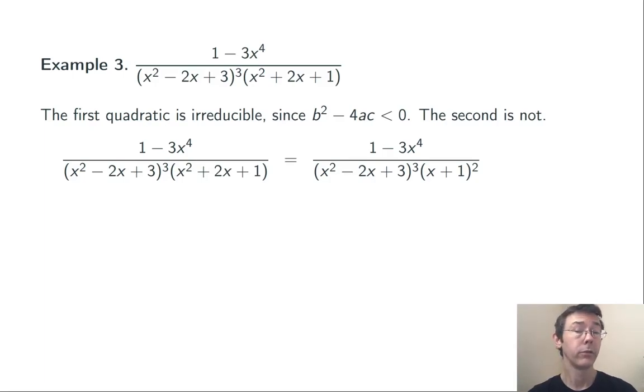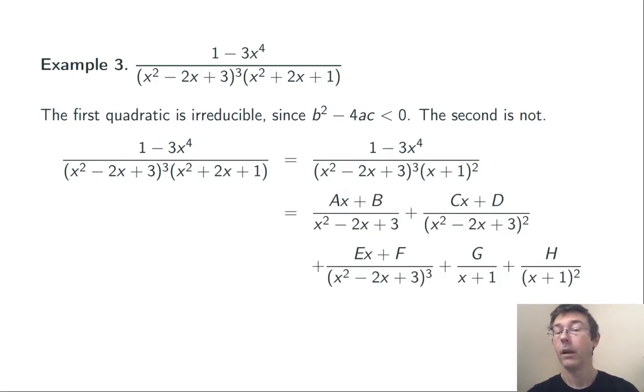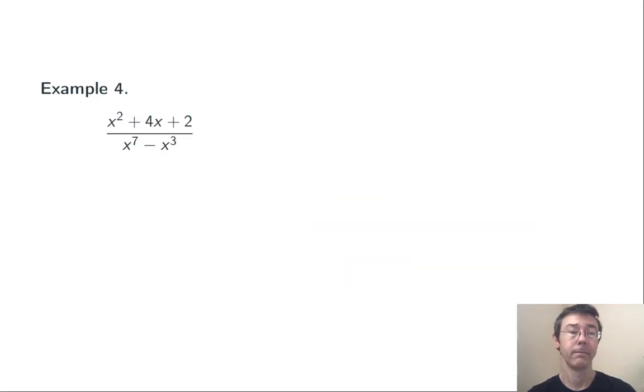Now we can do our partial fractions decomposition. The x squared minus 2x plus 3 to the third gives me 3 terms in my decomposition, with exponents 1, 2, and 3. In each case, the numerator is going to be linear, for example, ax plus b. And then the x plus 1 squared term gives me 2 additional terms, g over x plus 1 and h over x plus 1 squared.